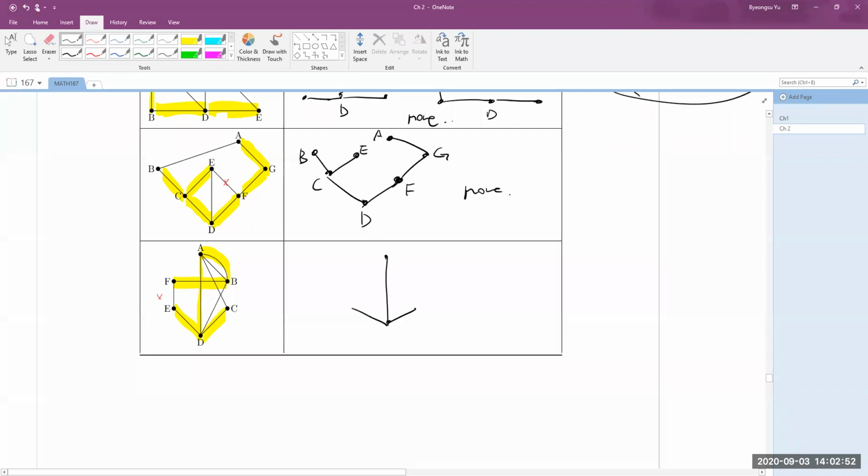such that it contains every vertex but does not have a cycle, right?